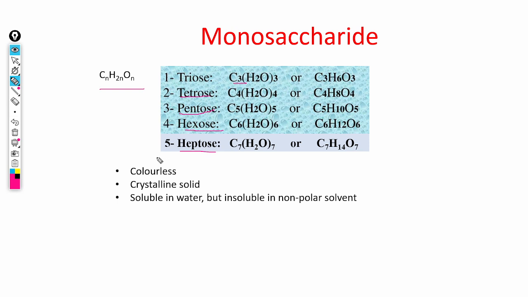If you go through the properties of the monosaccharide, it is colorless, a crystalline solid, soluble in water but insoluble in non-polar solvent.